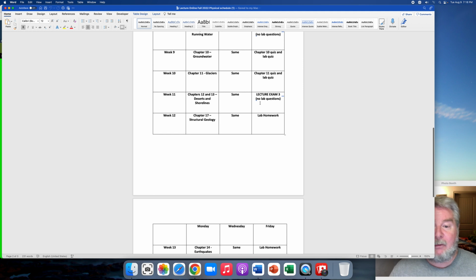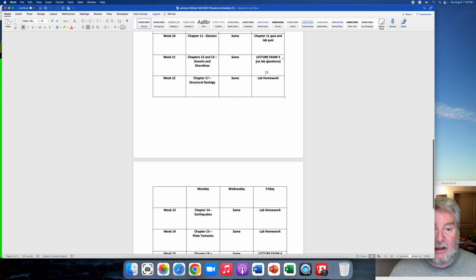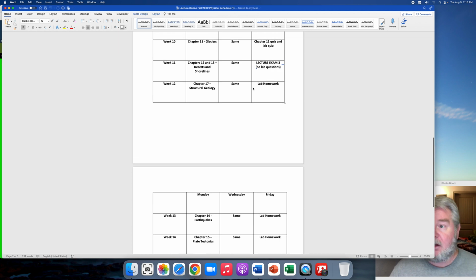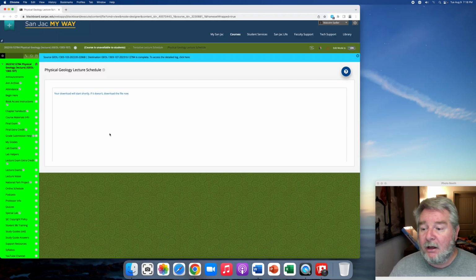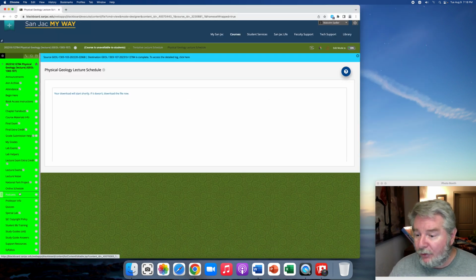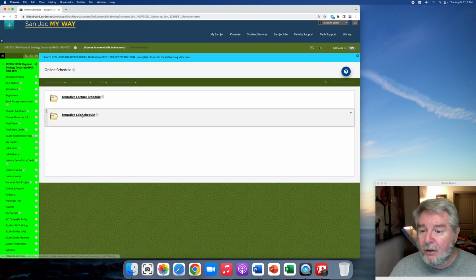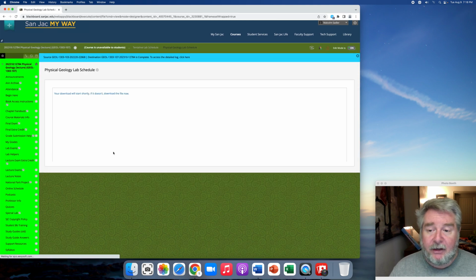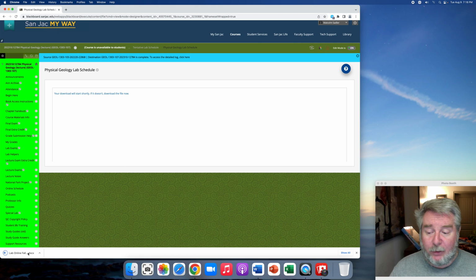Now, around week 11, after you take your lecture exam 3, you notice that the quizzes stop, and it switches to homework. So this homework is governed, let me go ahead and show you that. This homework is governed by what we're doing in lab, and of course we switch to doing contour maps.